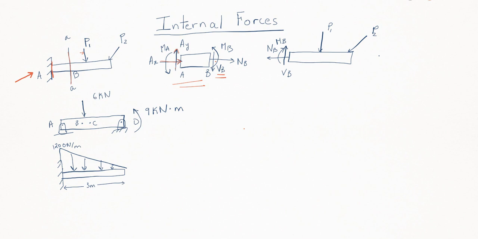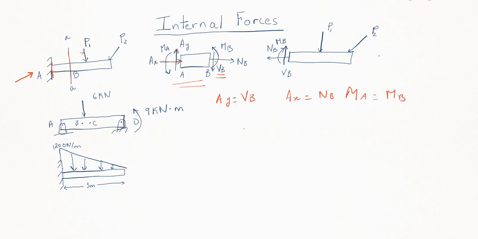Now we know if we do the equilibrium, AY equals VB. Otherwise, this part would not be in equilibrium. The same thing as AX equals NB and MA equals MB.